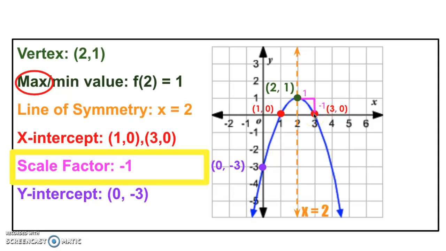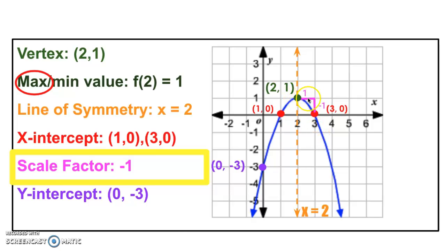The next one is the scale factor. That's probably the hardest one for students. The scale factor is how stretched out it is. And what you're going to do is you're going to start up here at the vertex, and you're either going to go to the left or to the right 1 space or 1 unit. And then depending on where your parabola is going, if it's facing down like this, you're going to put -1. If it's facing up, you're going to put +1. Sometimes the point will be right here, and if it goes down 2, then the scale factor would be -2. But that's how you're going to figure it out.